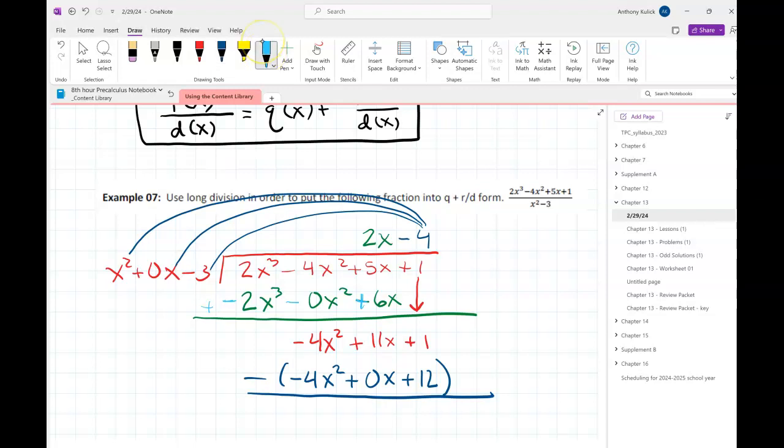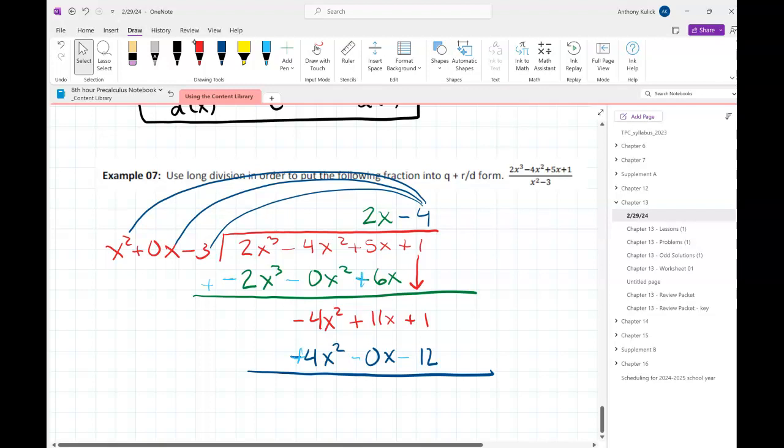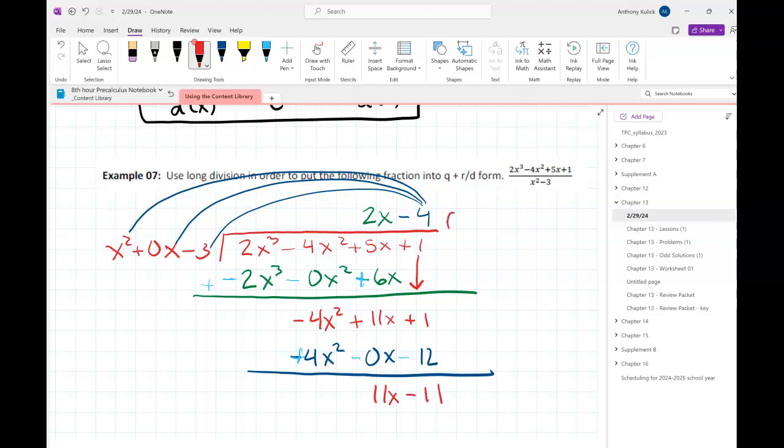What am I going to do? Distribute that negative. Negative 4x squared plus 4x squared is 0. 11x plus or minus 0x is 11x. And then 1 minus 12 is negative 11. I know that's my remainder because the degree of what's left is smaller than the degree of my divisor. Whenever I see that, I know that I'm done at that point.